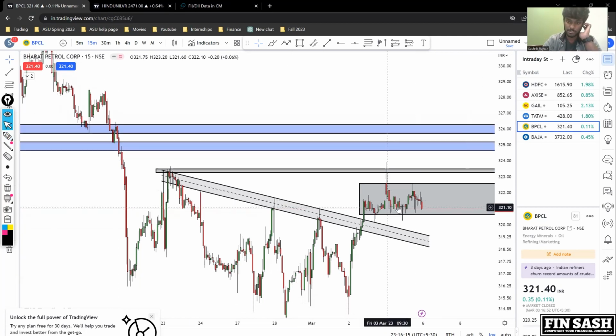So that was for BPCL. Take up a trade above this level if you guys are, maybe add your first quantity, and then above this level for these targets.